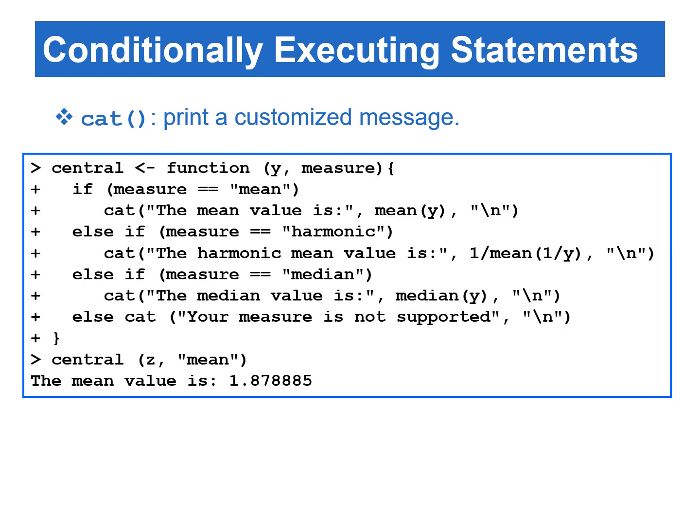This central function is like the previous one, except that it prints a customized message, instead of returning a calculated value. Choosing either returning a value from a function, printing the calculated result, or doing both depends on your programming needs.